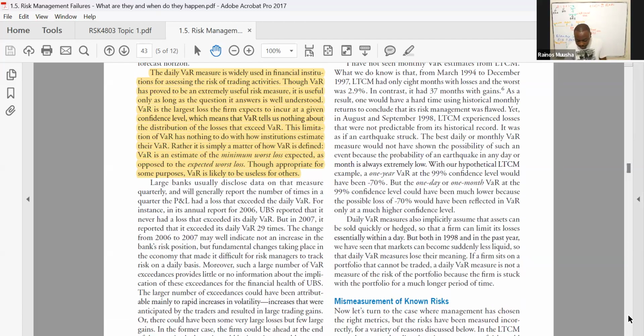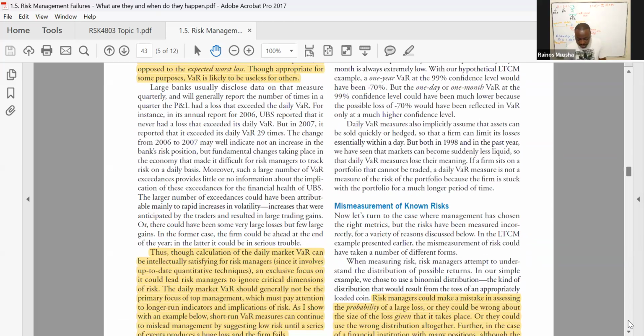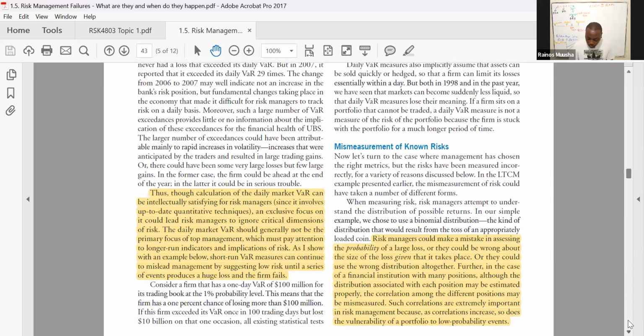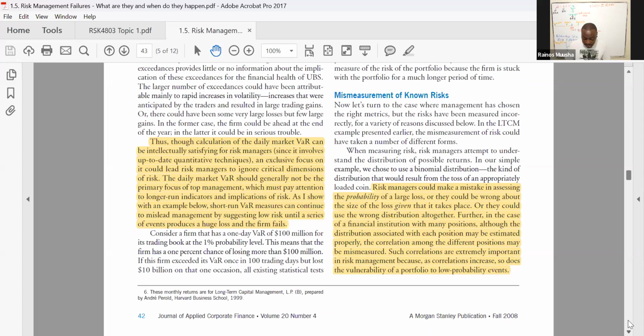The next risk management failure that they discuss is mismeasurement of known risks. And here they say risk managers could make a mistake in assessing the probability of a large loss, or they could be wrong about the size of the loss given that it takes place. Or they could use the wrong distribution altogether.